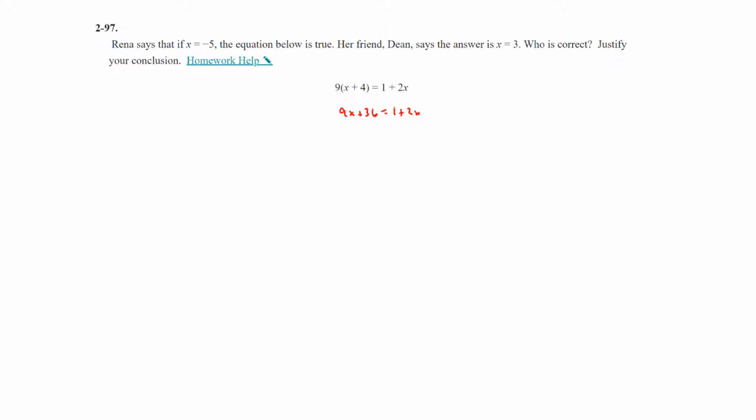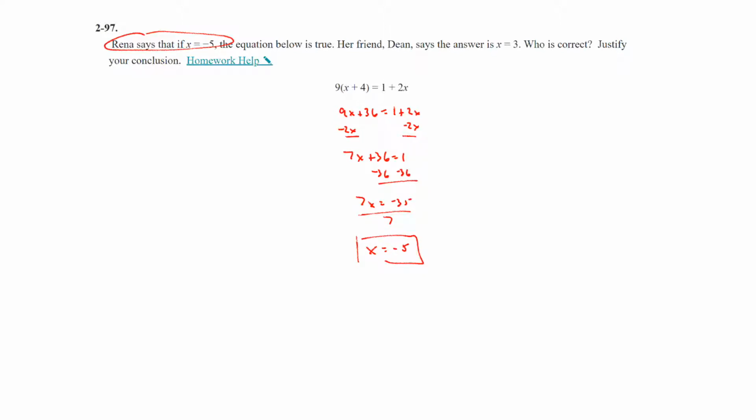So we just distribute, and then we're going to subtract 2x from both sides. That'll give us 7x plus 36 equals 1. Subtract 36. 7x is equal to negative 35. Divide by 7. And x is equal to negative 5. So it appears Rena is the one that is correct, and we justified it by solving it.